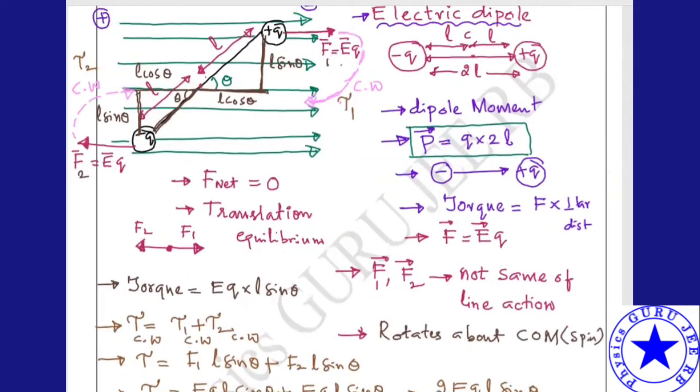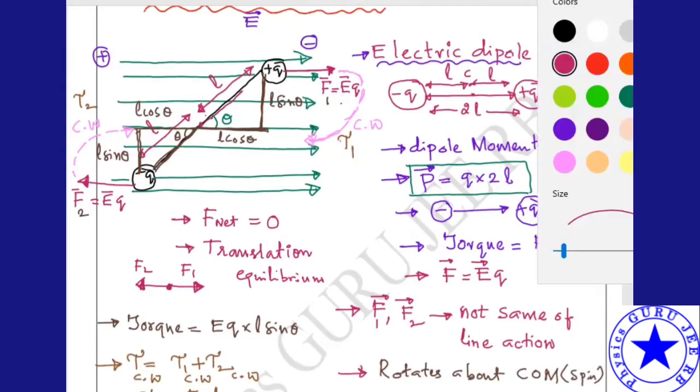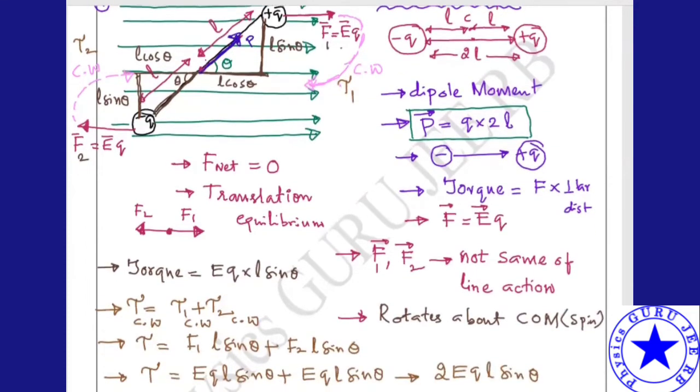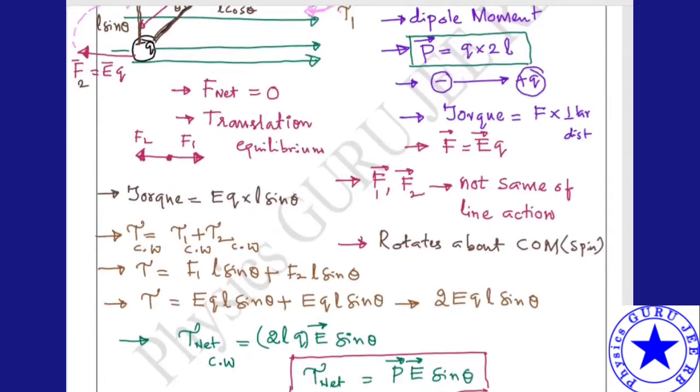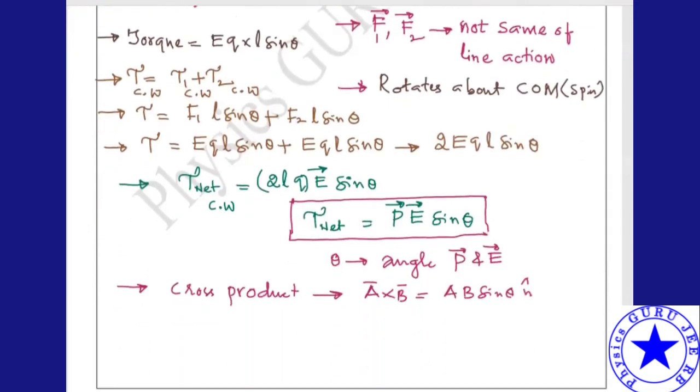Let me mention one more important point here, the dipole moment direction. I'll show with this one. This is the direction of the dipole moment. Hope it is clear. The dipole moment is from negative to positive, right? So how to write this? P cross E or E cross P, right? Now if I want to write tau net in vector form, most of the students will say E cross P or P cross E.